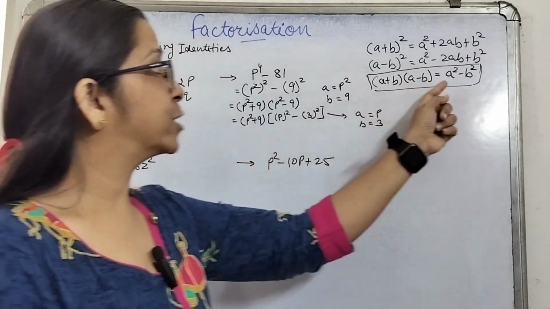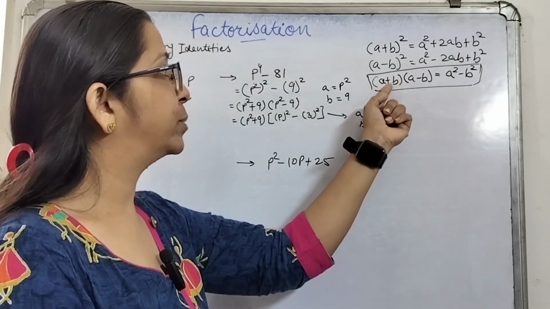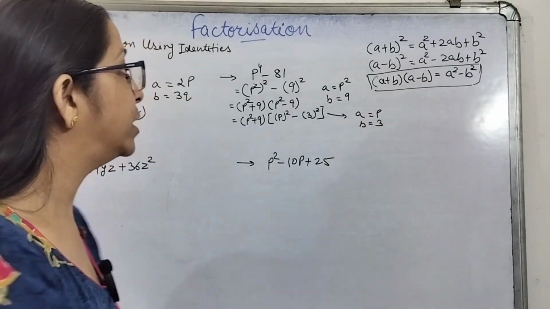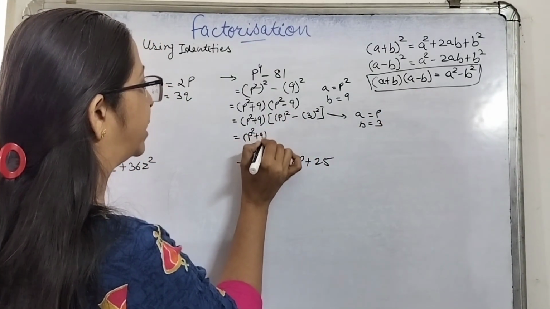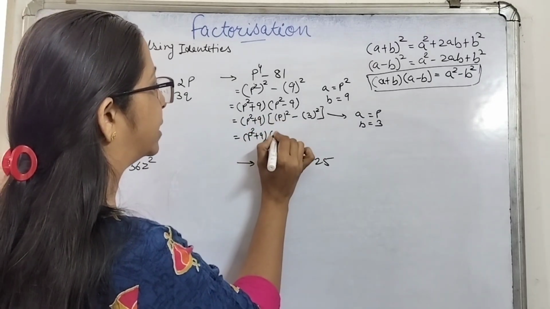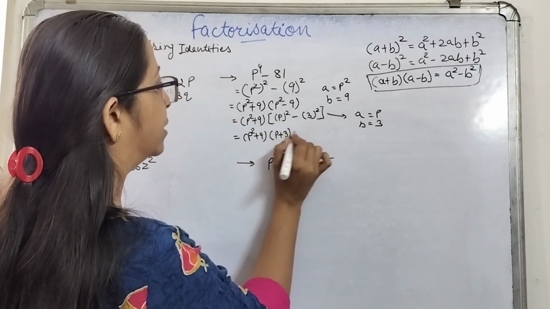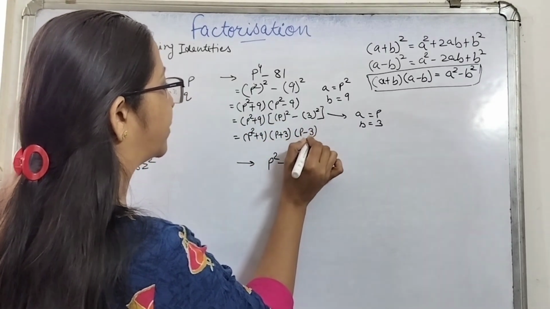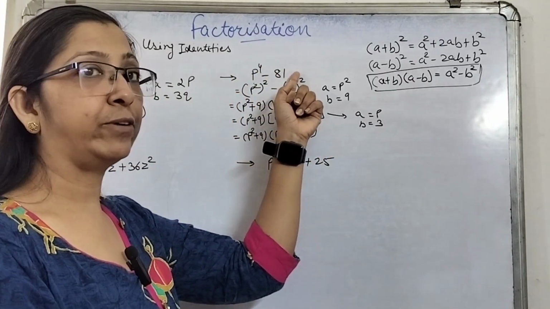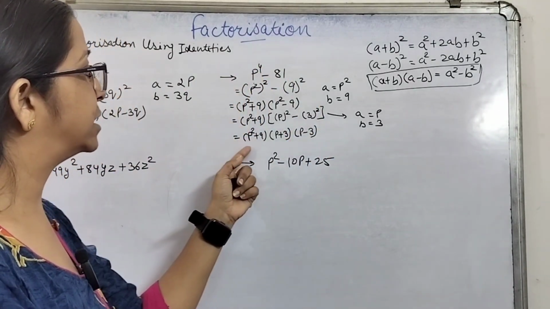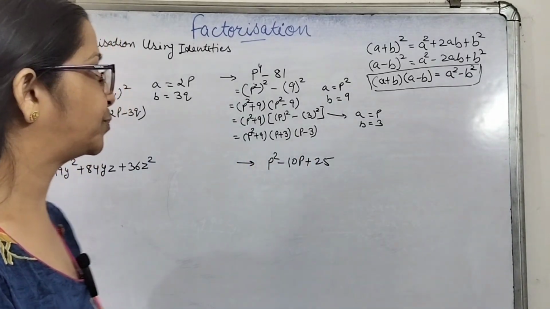Now again, a square minus b square, just now we said it could be written as (a plus b) into (a minus b). So this could be written as (p square plus 9), which will remain as it is. This bracket could be written as (p plus 3)(p minus 3). So this is the factorization of p raised to the power 4 minus 81. This is how we can factorize it using identities.